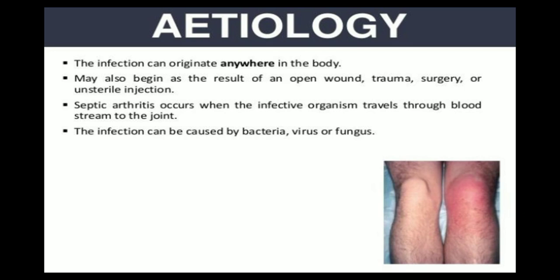Septic arthritis occurs when an infective organism travels through the bloodstream to the joint. That means bacterial causes, when the bacteria travel through the bloodstream into the joint. The infection can be caused by bacteria, viruses or fungus. As discussed earlier, the infection can be caused by bacteria, viruses or fungus.